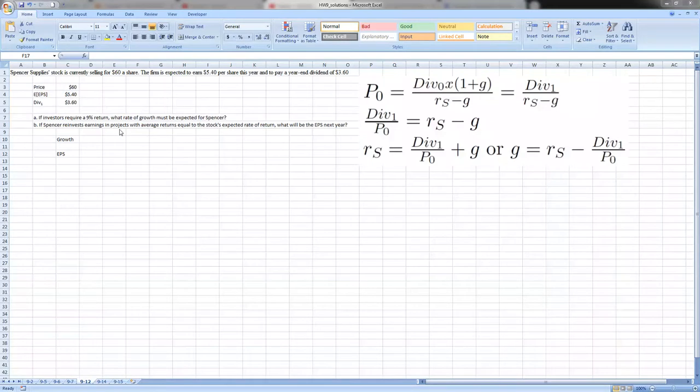And if Spencer reinvests earnings in projects with annual returns equal to the stock's expected rate of return, what will the EPS be next year?